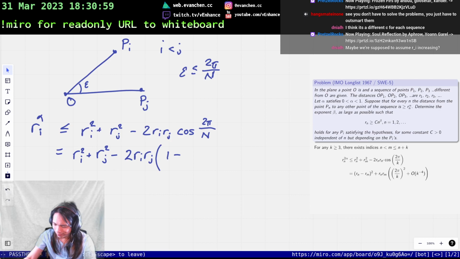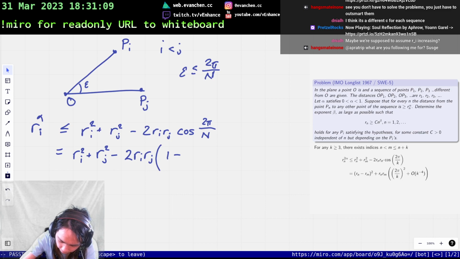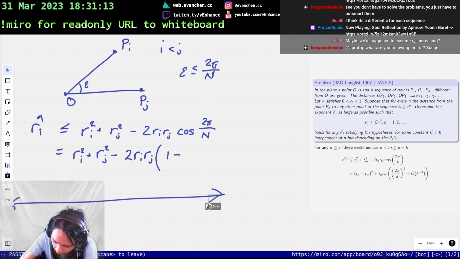Maybe? I feel like that's so bad though, if you have to assume... Okay, actually the problem would still be interesting if the RI are increasing. But let me give my counterexample if the RI are not increasing, just so that I'm not deluding myself into thinking something's wrong when it's not.